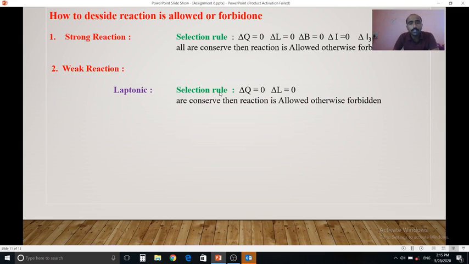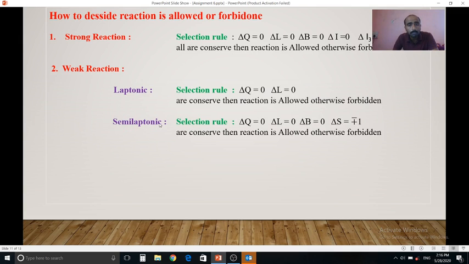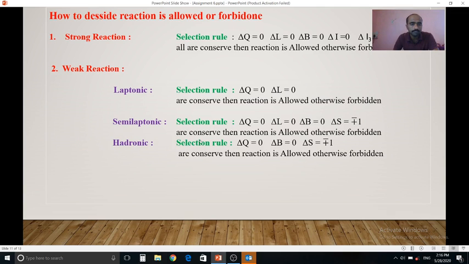In leptonic, use the selection rule: del Q is equal to 0 and del L is equal to 0. If these are conserved, then the given reaction is allowed, otherwise forbidden. In semi-leptonic, we use the selection rule: del Q is equal to 0, del L is equal to 0, del B is equal to 0 and del S is equal to plus or minus 1. If all are conserved, then the given reaction is allowed, otherwise forbidden.